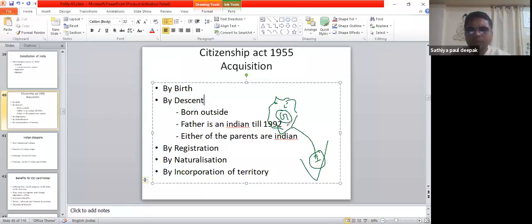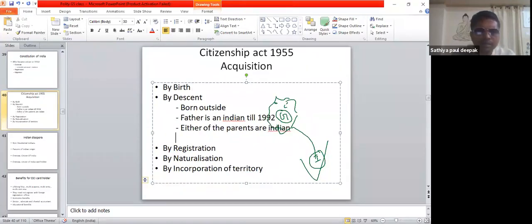To avoid this, in 2004, we made a small change in the law. In that amendment, we are telling that a child born outside India can be granted Indian citizenship if either of the parents is Indian, as well as they have to register within 1 year in the Indian embassy. I'll add a point. They have to register themselves in the Indian embassy.